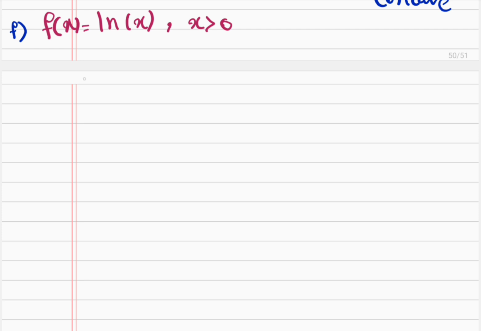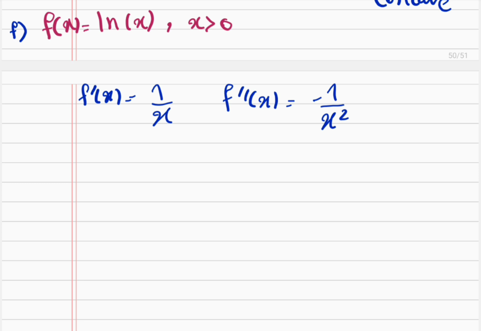Okay, again, before solving parts 1 and 2, we first need to find the second derivative of f of x. So the derivative of ln x is 1 over x, and the derivative of 1 over x is going to be minus 1 over x squared. So this is the second derivative. Now we can solve the first part, which is finding the interval for which the function is convex.